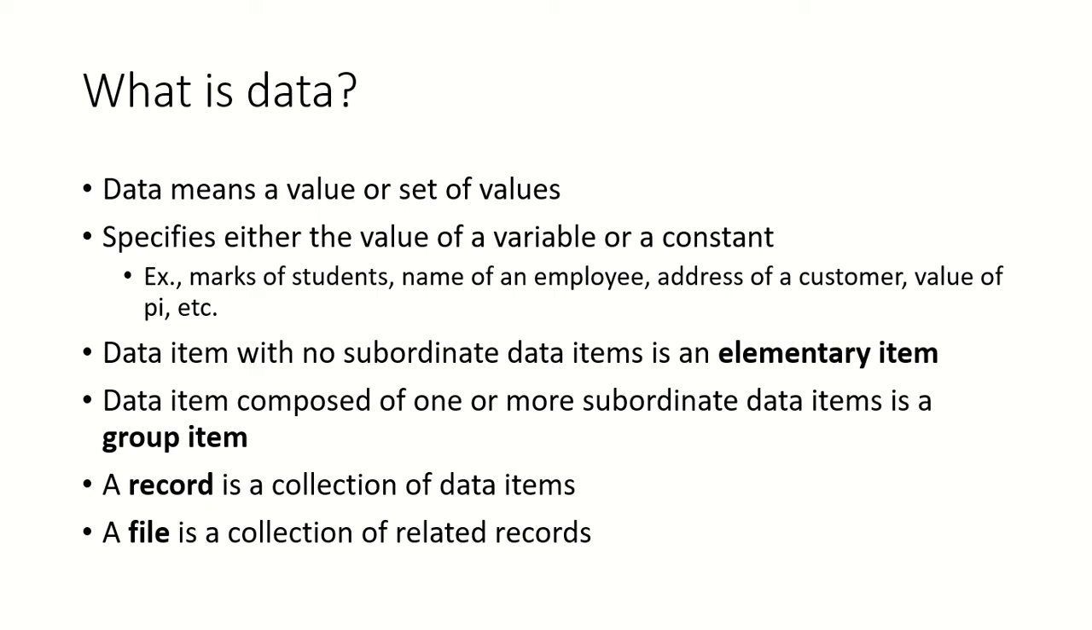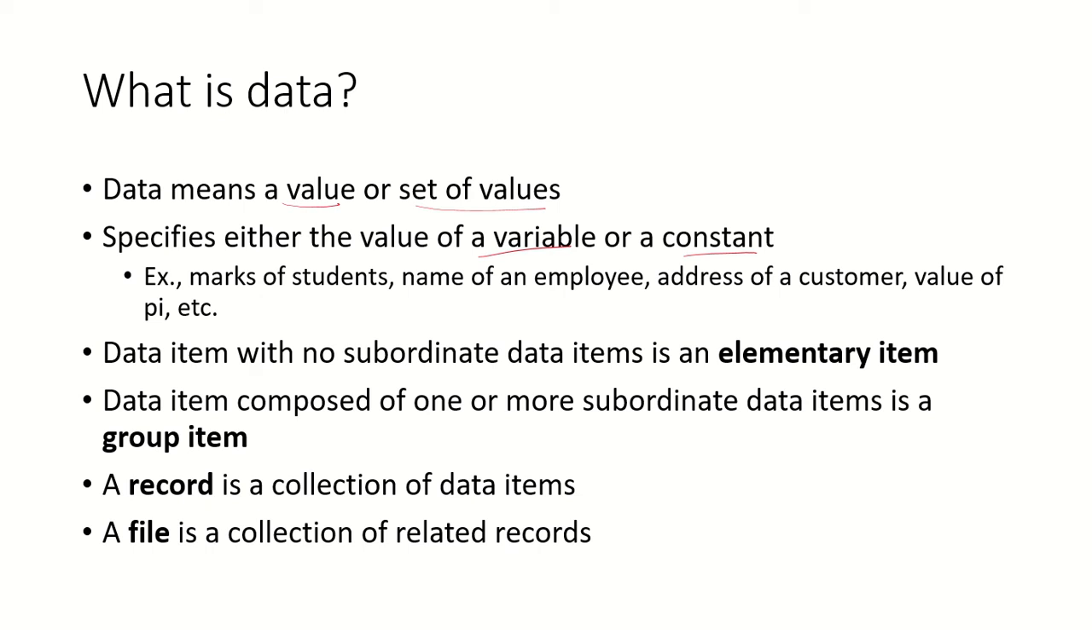So what is data? In very basic language, we can say that data means a value or a set of values. This value could be either the value of a variable, like the name of a student or his roll number or his marks, or it could be the value of a constant, like the speed of light or the value of pi. So these are all called data.